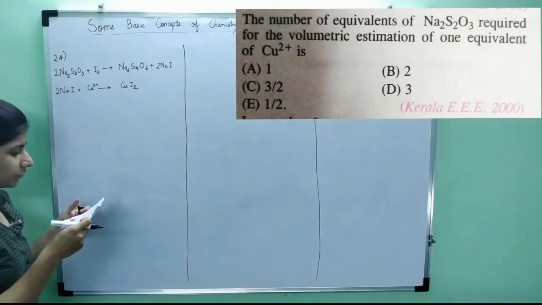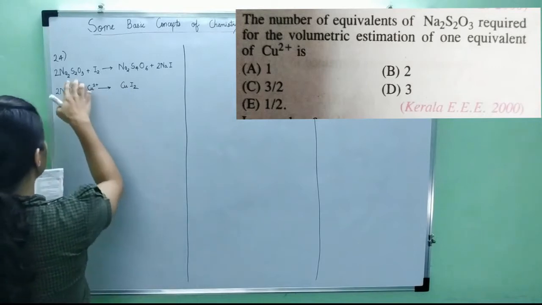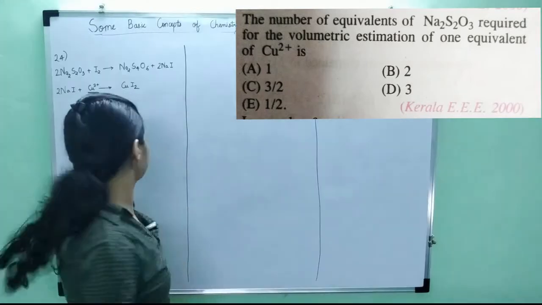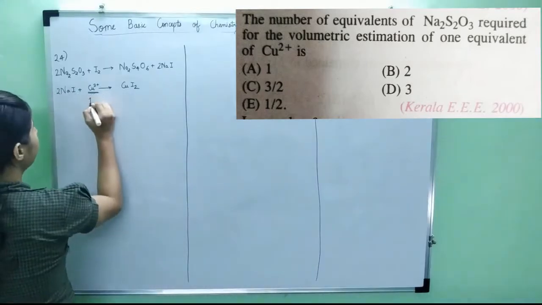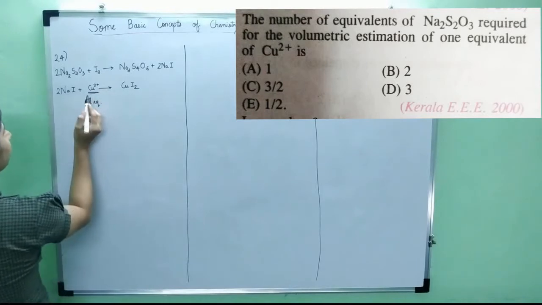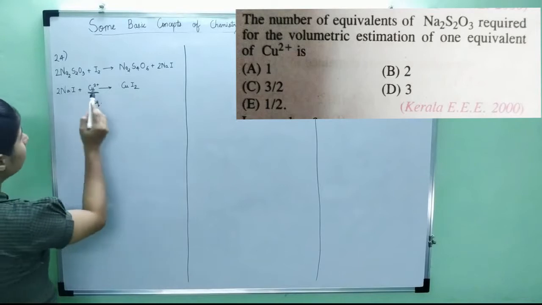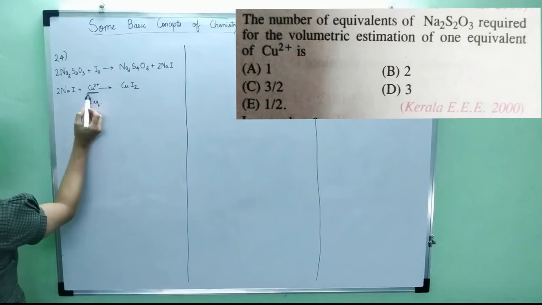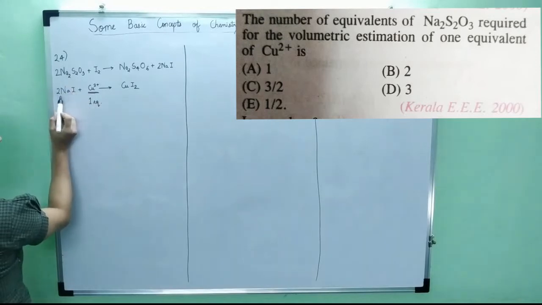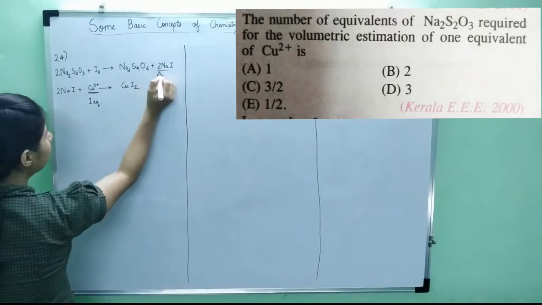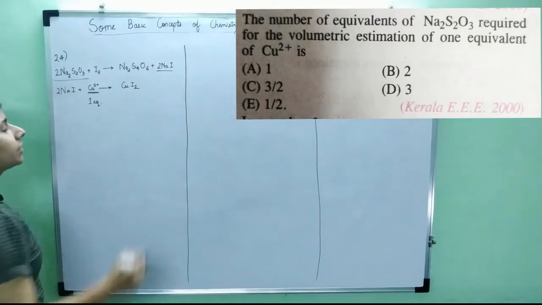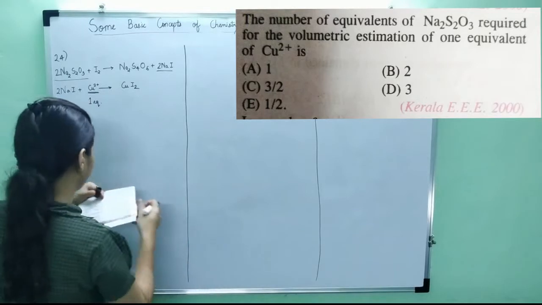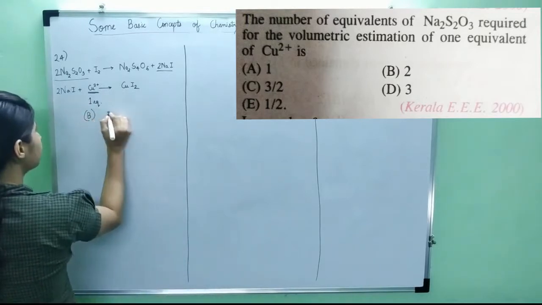Now what do I have to find? I have to find the number of equivalents of Na2S2O3 required for the volumetric estimation of one equivalent of copper 2 plus. So this should be one equivalent. From the stoichiometry, one equivalent is reacting with 2 equivalents of NaI. But I have to find the relation between this and this. 2 equivalents of NaI are formed from 2 equivalents of Na2S2O3. So for one equivalent, we need 2 equivalents of Na2S2O3. So the right answer is option B, which is 2 equivalents.